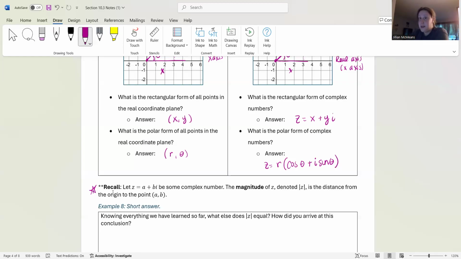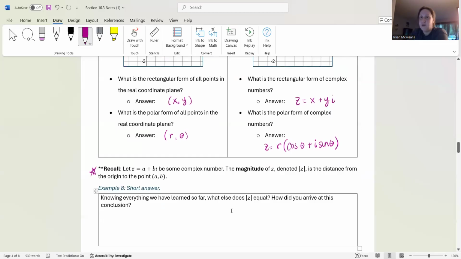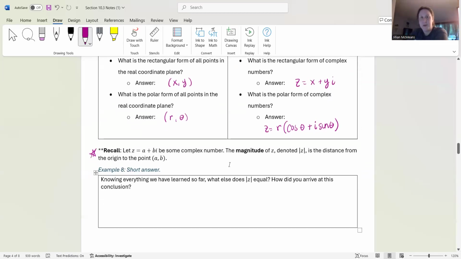So underneath this, we have example 8, short answer. Anytime I have the direction short answer, I don't know what to call it. So for example 8, we're going to use this little recall definition up here, okay? Knowing everything we have learned so far, real plane, complex plane, polar coordinate system, rectangular coordinate system, these three worlds, okay? Knowing everything we've learned so far, what else does the magnitude of z equal, and how did you arrive at this conclusion?